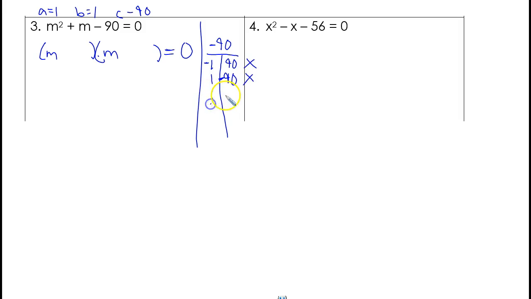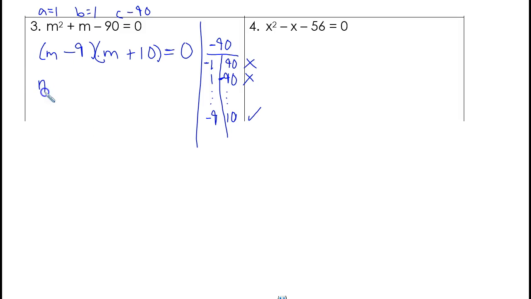So we kind of want to continue going through things that divide evenly into 90. You can try 2 and 3 and a whole bunch of other things, and eventually you'll get down to negative 9 and positive 10. And negative 9 plus 10 is equal to 1. And that is what we want. Something that multiplies to give us negative 90, but adds to give us 1. So I'm going to use negative 9 here and positive 10.